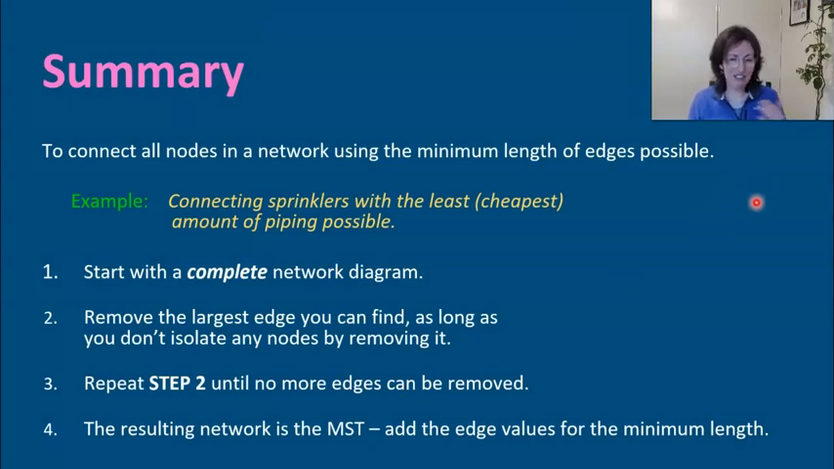Bit of a summary here of the steps that we'll need to go through. You need to start with a complete network diagram, so it can't be disconnected at all. Then you would remove the largest edge that you can find, so the longest length, it'll have a number on there. But providing that you don't isolate any nodes along the way, you can't have a sprinkler left out on its own with no pipe connecting it. You keep repeating those steps until you can't remove any more edges, and the resulting network is called the MST, the minimum spanning tree, and that we add the values for the minimum length.